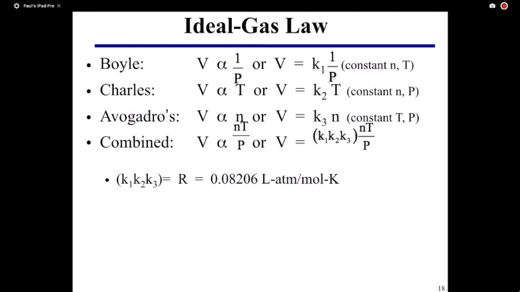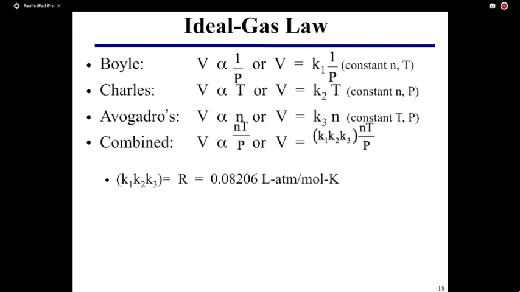If I combine all of these together, I can say the volume is proportional to nT over P, where you need to define these: n is the number of moles, T is temperature, and P is pressure. If I do this mathematically, volume equals some constant number I don't know, times some constant number I don't know, times some constant number I don't know, times nT over P. Now, we determine this combination of numbers. All of these constants combined equal a value called R. This is the gas constant.